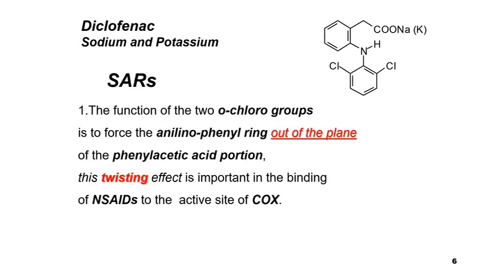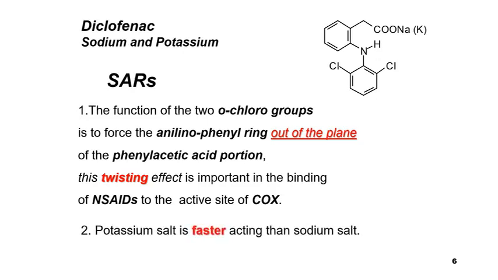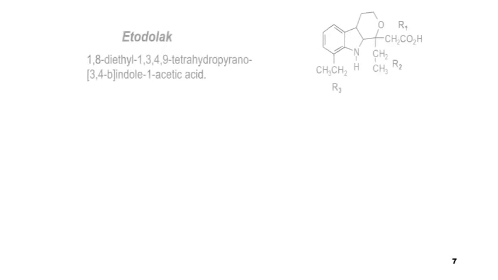Coming back to the concept of the restricted rotation produced by the 2-ortho-chloro groups, as I told you a few seconds ago, the 2-chloro functions are limiting the twisting of this second area of planarity. Pharmacokinetically, the potassium salt was found to be faster acting than the sodium salt of diclofenac.